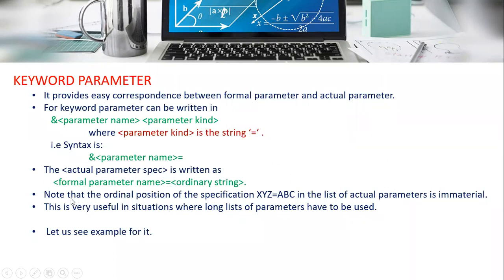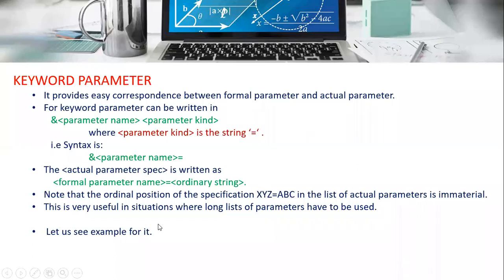Note that the ordinal position of the specification xyz equal to abc in the list of actual parameters is immaterial. In this case we can consider this syntax to write the actual parameter specification. Here the ordinary string contains our actual parameter. It is clear, that is the formal parameter name and the ordinary string. We assign the value of the actual parameter to the formal parameter.